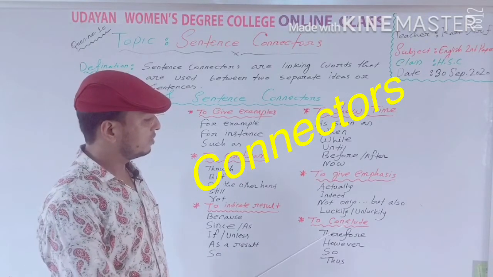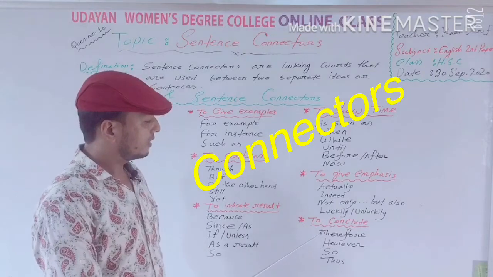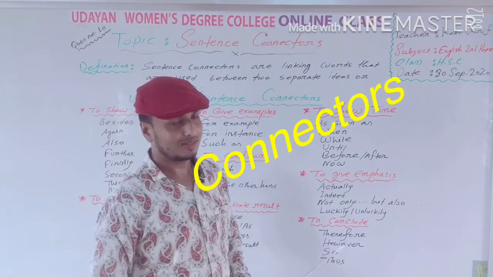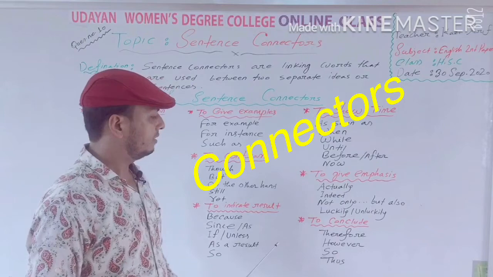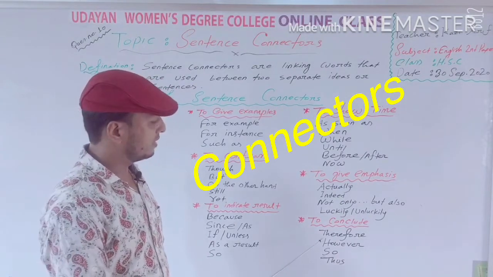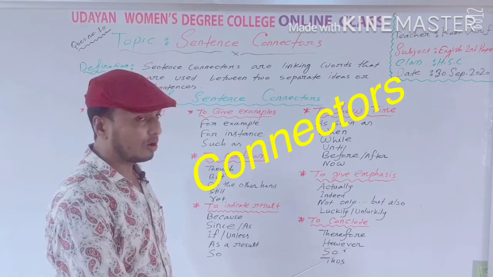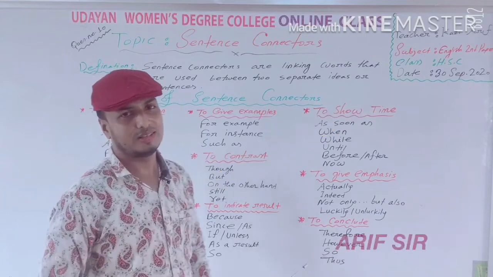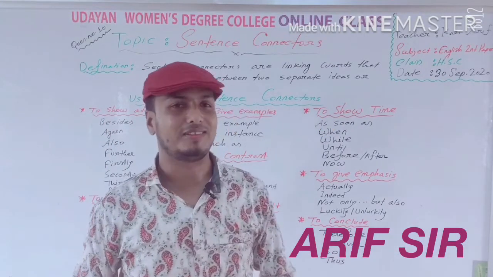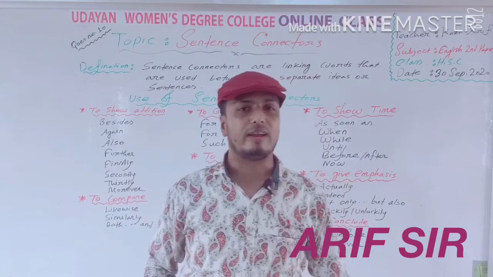Last one, to conclude. Okay, when we are going to conclude the sentence, actually at the end of the passage we can use therefore, however, so, or thus.